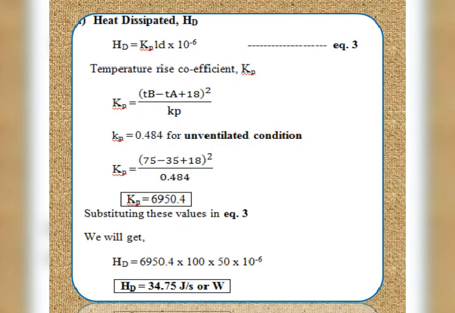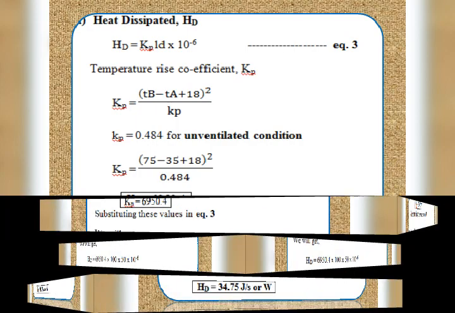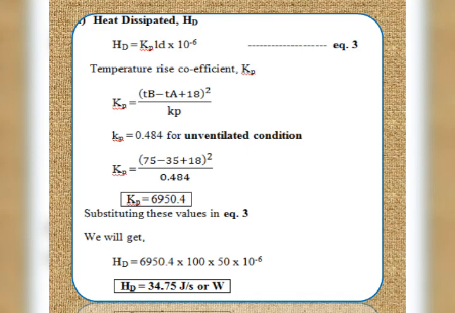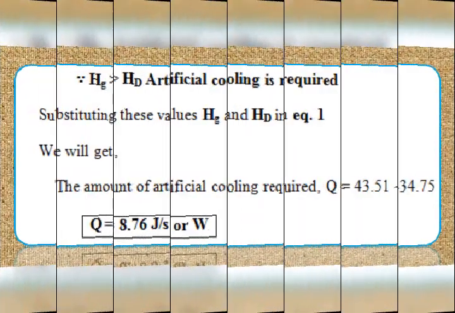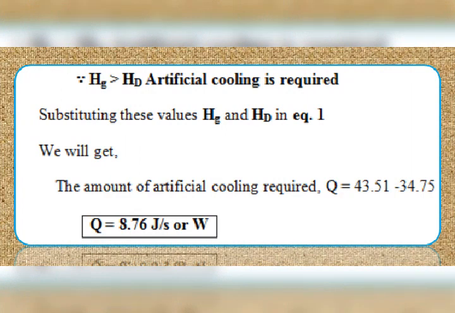Now we'll evaluate the capital K suffix P, that is the temperature rise coefficient. K suffix P is equal to 75 minus 35 plus 18 whole square divided by 0.484. So K suffix P we are getting 6950.4. It is a coefficient, no unit. Now substitute this in equation number 3. We are getting H suffix D is equal to K suffix P, that is 6950.4, into length. Length is equal to 100, into diameter D is equal to 50, into 10 raised to minus 6. So we are getting H suffix D is equal to 34.75 watts. This is the required heat dissipated.